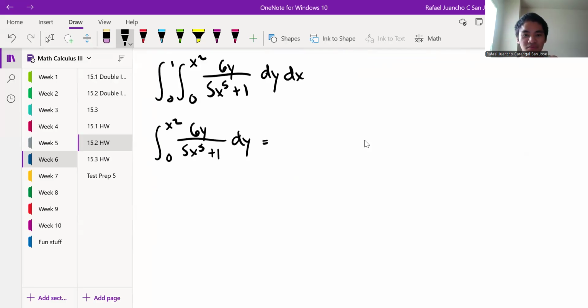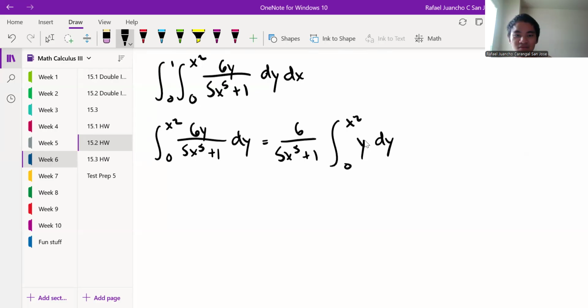This is a number. 5x to the 5th plus 1 is a number. 6 is a number. So I basically get 6, 5x to the 5th plus 1, 0x squared y. Right? Because these two are numbers. And then from there I get, okay, 5x to the 5th plus 1. This one is integrated y squared over 2.